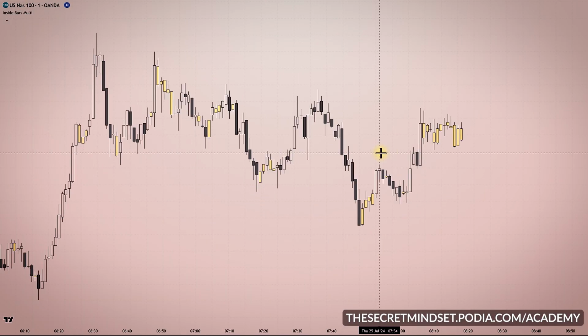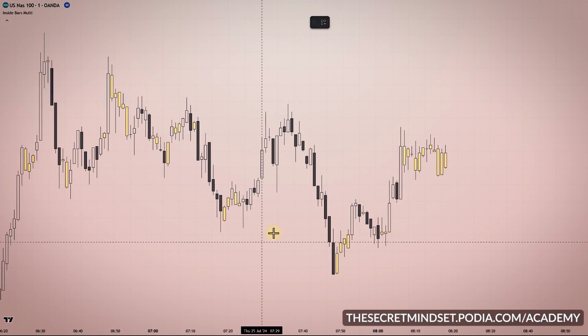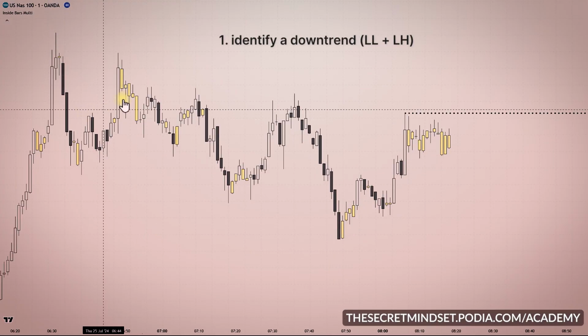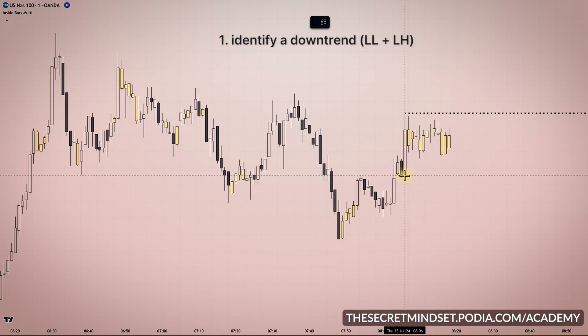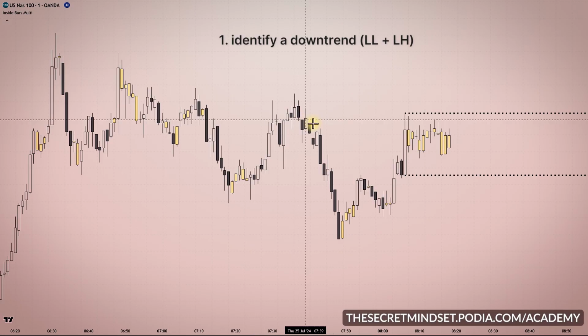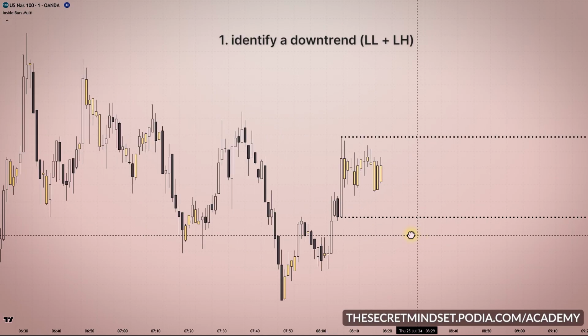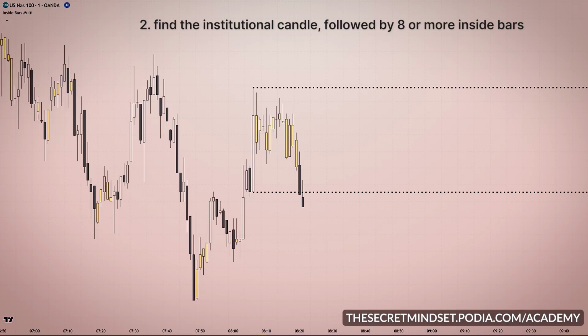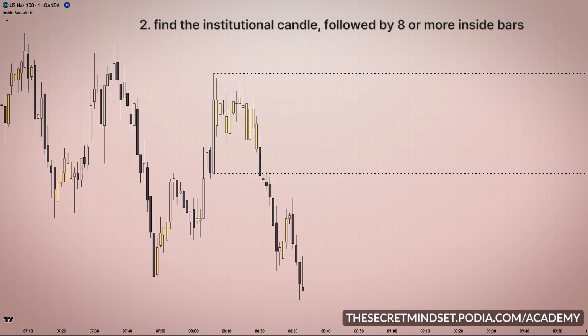So to find a sell scalping signal on the 1-minute chart, you look for these elements. First, identify a strong downtrend on the chart. You want to see a series of lower highs and lower lows, confirming the bearish sentiment. Next, find the institutional candle, followed by 8 or more inside bars, creating a tight trading range.